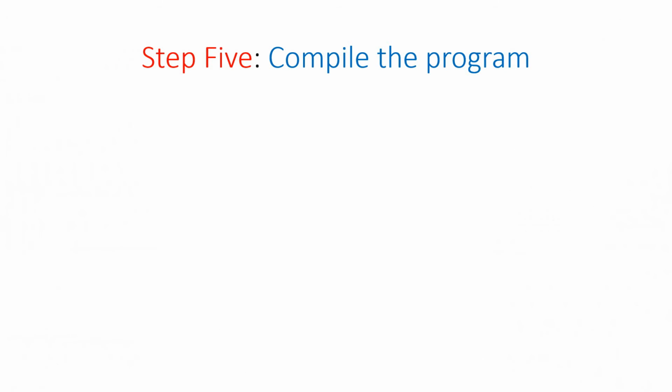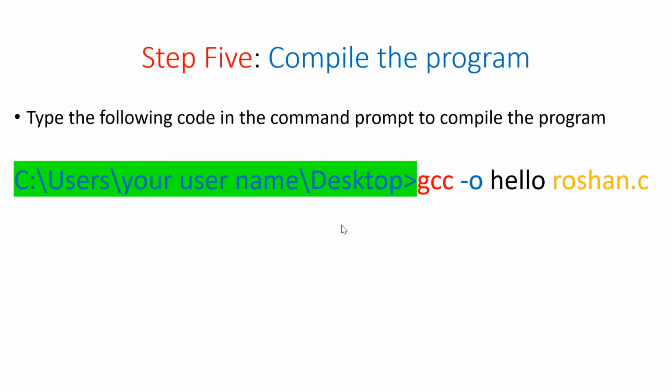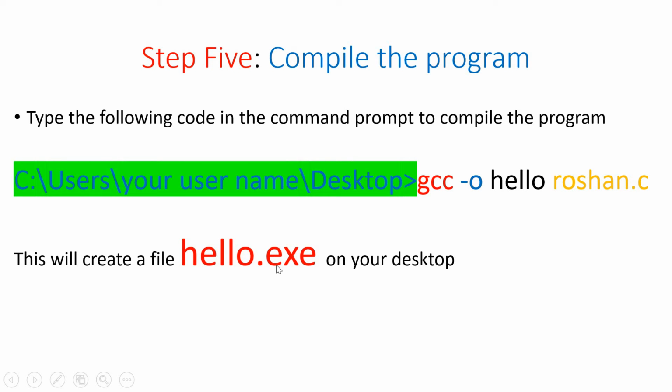Your step 5 is compiling the program. To compile the program, just type on your command prompt this command: gcc -o hello and then the name of the file, that is Roshan.c. Hello is the name of the new file that you want to create on the desktop. So the new file created will be with the name hello.exe. Whatever you type here will be the name of the .exe file, so you can type any name here. This is the name of the file that you have already saved on the desktop in which your code lies.